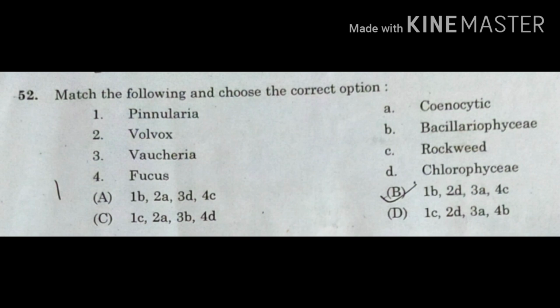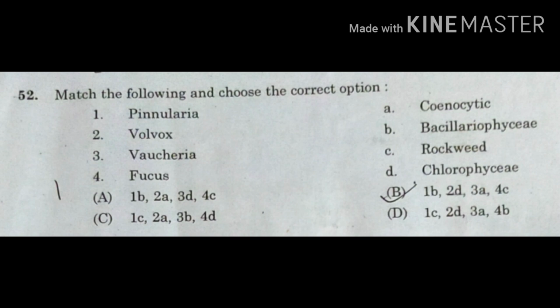Okay, question number 52 is a match the following type question. Usually this type of question is asked in CSIR, UGC, NET examinations. Even so, let us take a look at this question. On the left part, they are providing the names of certain algae of different categories. And on the right side, they are giving the classes of algae along with certain features of the algae. So you have to match the concerned algae with the appropriate feature or class of the algae on the right side.